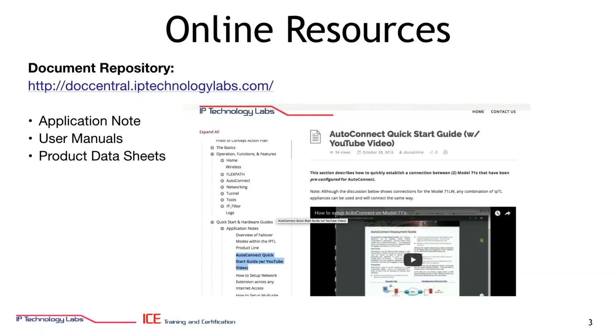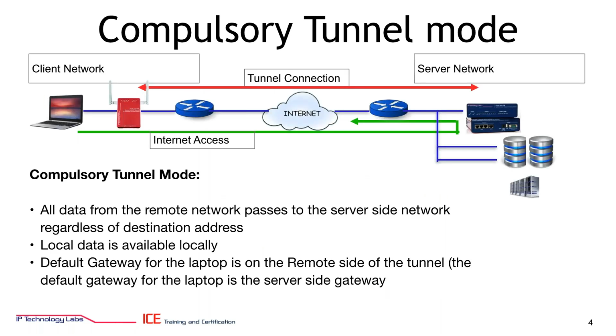So you can go to doccentral.iptechnologylabs.com, and this is where we keep a lot of different documentation: user manual information, application notes, data sheets, and videos on configurations and setup. In a lot of the resources that you'll see, like emails that we send out, there are links to specific app notes. As we develop new app notes, we add them here. As we add new features, we add user manual information.